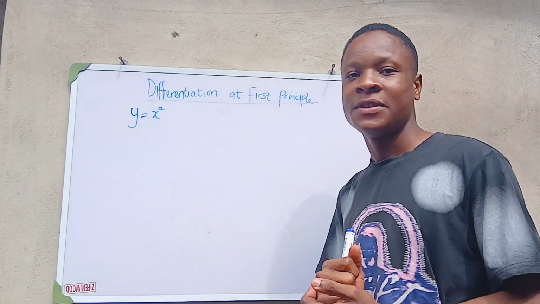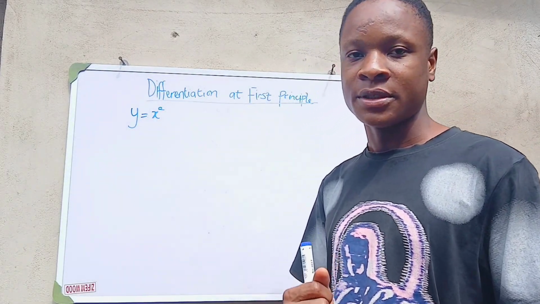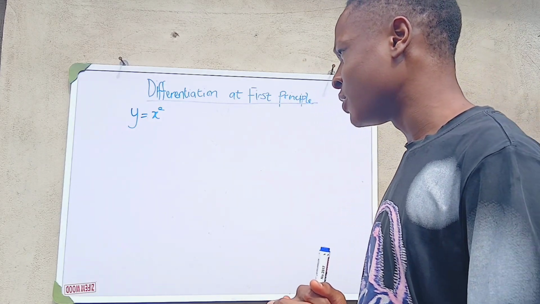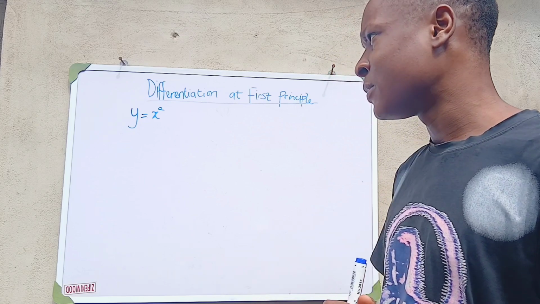Hello guys, in this video I'm going to be talking about differentiation of a function at first principle. So we have this equation on the board, y is equal to x squared. So we are meant to differentiate it at first principle.